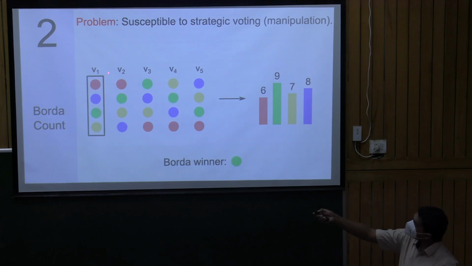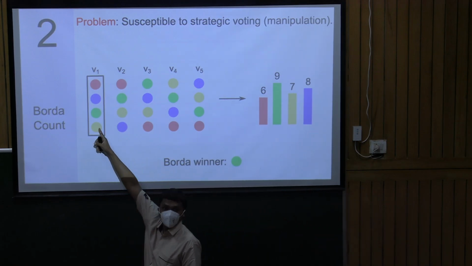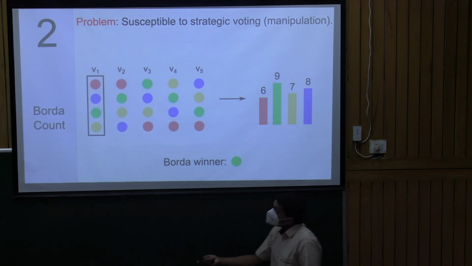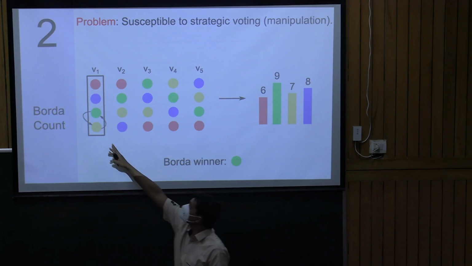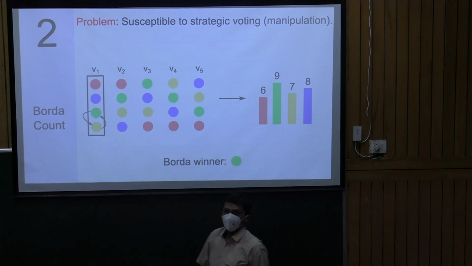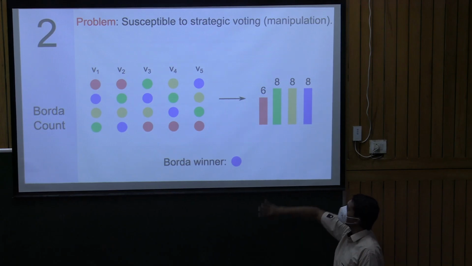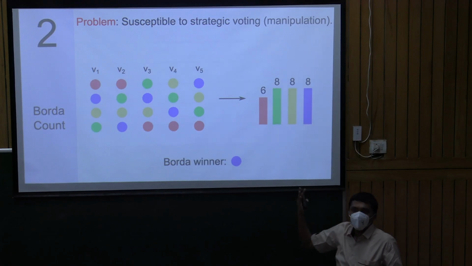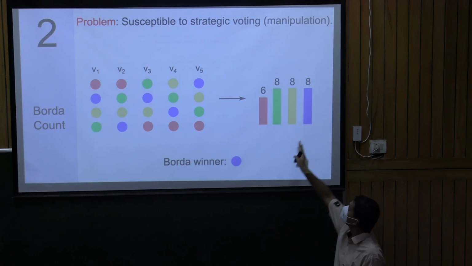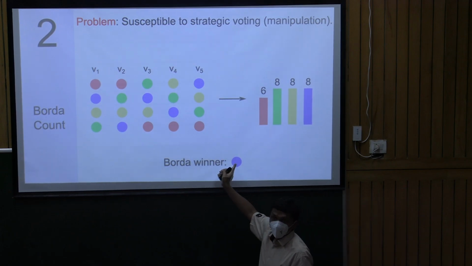So let's look at voter V1. Currently its third choice candidate is being elected, right? That's the current winner. But if voter V1 misreports by switching its third and fourth choices, you can do the calculations for the Borda scores. And if the tie breaking was such that blue was the winner, then the winner would be a different candidate, blue.